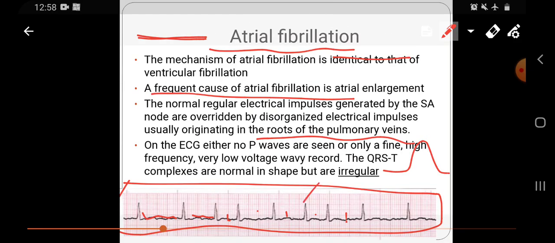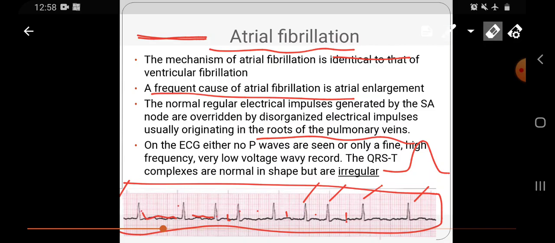Okay, the QRS complexes are present. The only problem with the QRS complexes is that they occur at irregular times. The reason for that is that we have disorganized stimulation of the atria. This means that we don't know when there is a strong depolarization wave that can pass into the ventricles and excite them, creating a QRS complex. And because of that the QRS complexes are irregular.